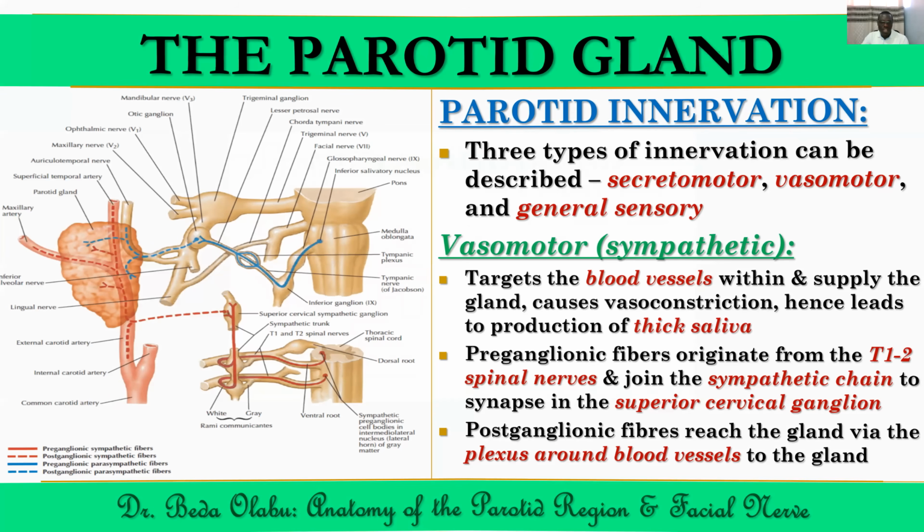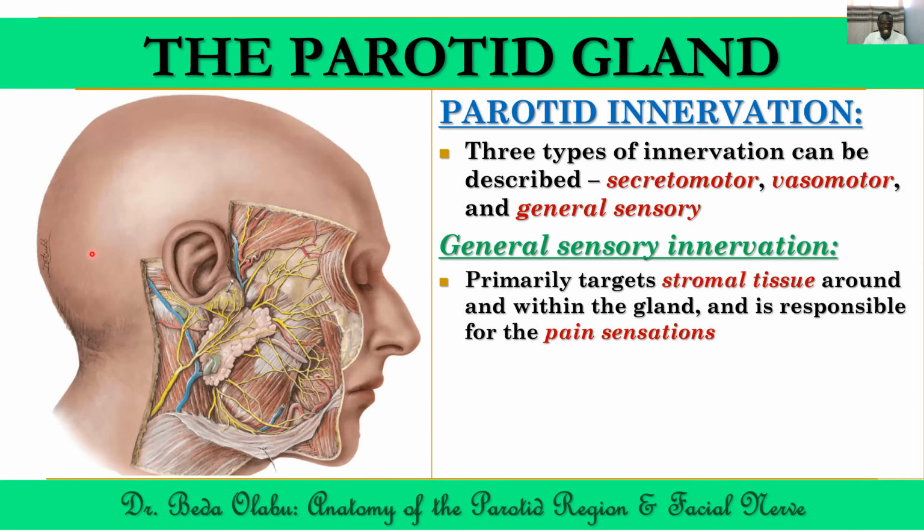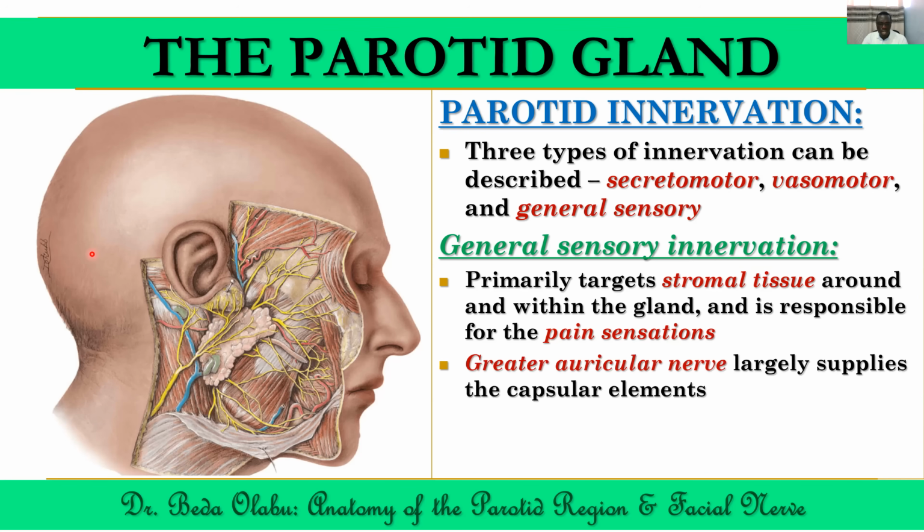The last type of innervation is a general sensory innervation. The general sensory innervation targets the stromal tissue of the gland, either the stroma around, which means the capsule, or the stroma within, which means the trabecular system. This is largely responsible for the general sensations, especially the pain sensations that we know may come from the parotid gland.